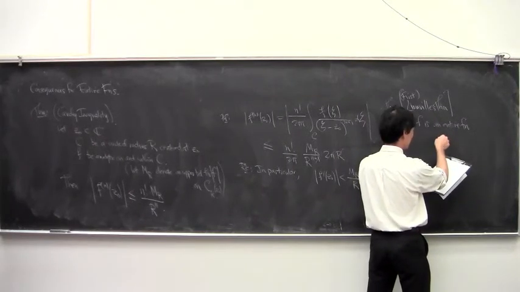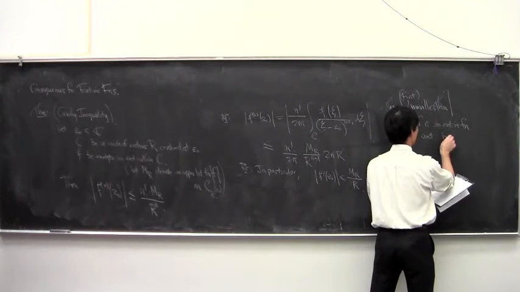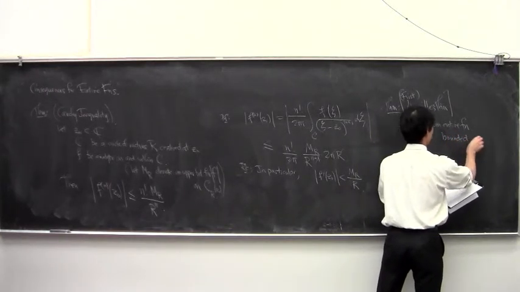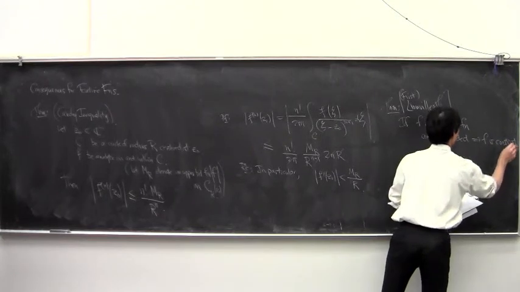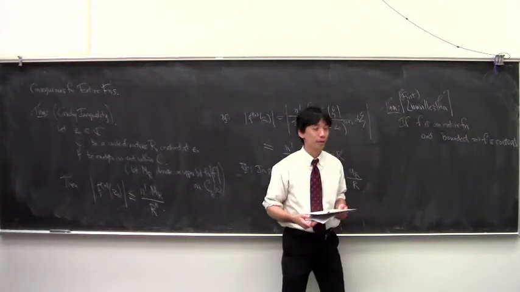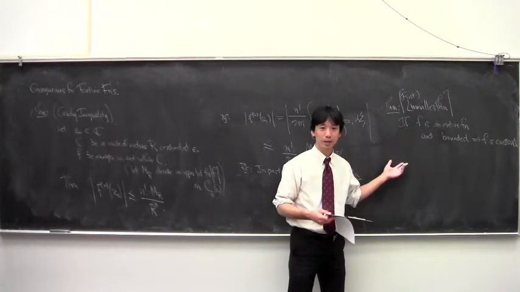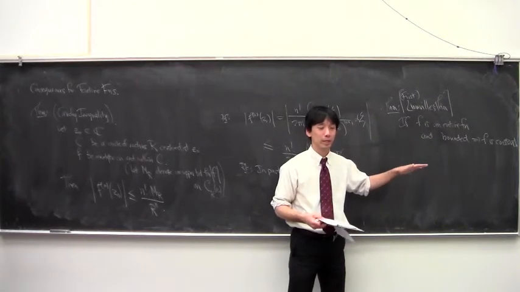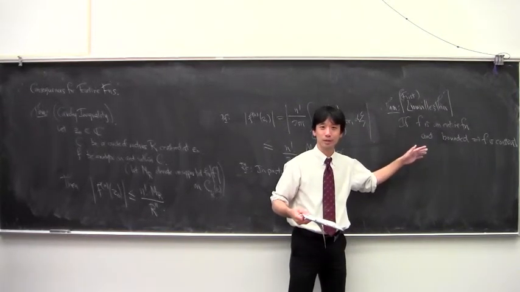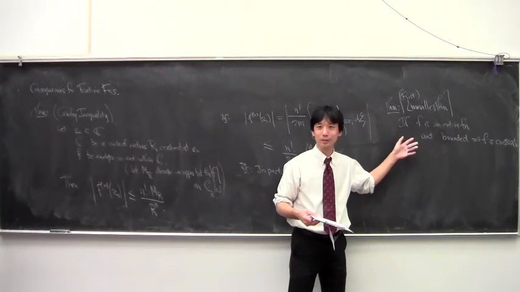If f is an entire function and bounded, then f is constant. That's incredible, right? That should be sort of shocking to you. You have a differentiable function that's bounded on the plane. It's forced to be constant. There are no such things except for the constants.